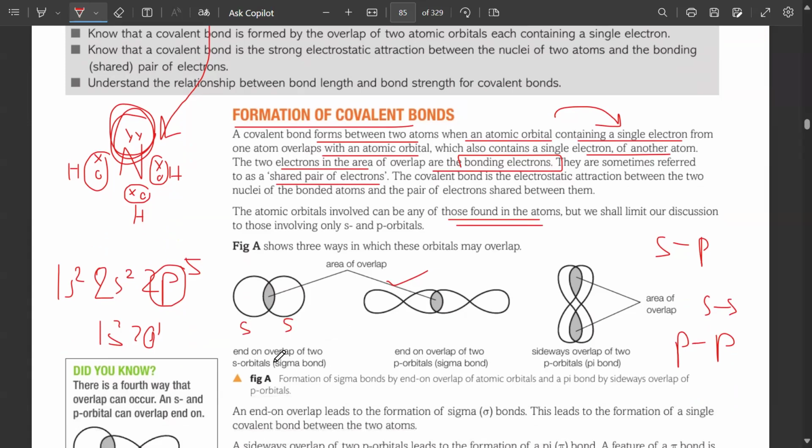When it is an ss bond, it forms a sigma bond. We write it like this.